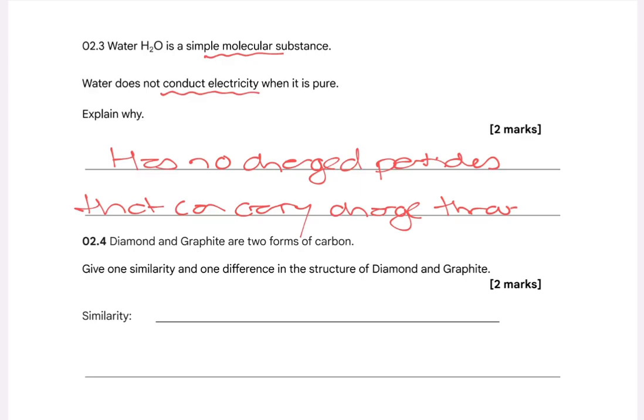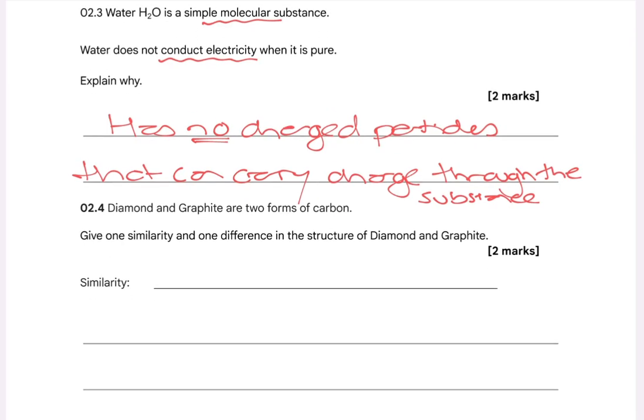And then that final part of that answer can be applied to anything in terms of conduction. If we were talking about metals, we'd be talking about electrons that are carrying the charge. If it was ionic, it'd be ions which are carrying the charge. But in a molecule, because we don't have those charged particles, there's nothing there that can carry the charge, and therefore it does not conduct.